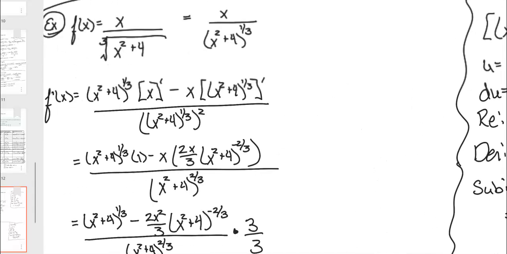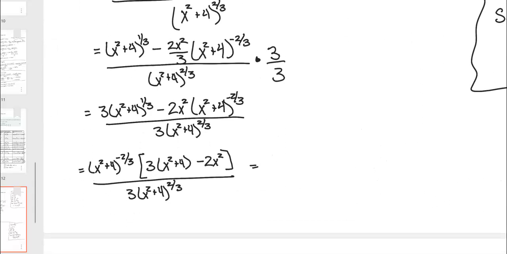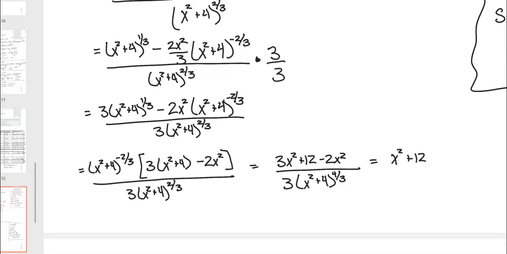So now this term can come down here. And then we're going to distribute the stuff in the top. So I'm going to have 3x squared plus 12 minus 2x squared over 3 times x squared plus 4 to the 4/3. And then just combining like terms in the top, I have an x squared plus 12 in the top over 3 times x squared plus 4 to the 4/3. So there's my final answer.